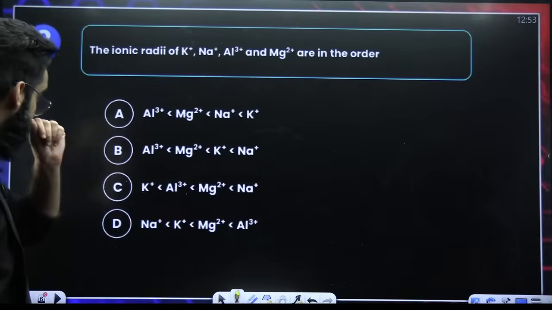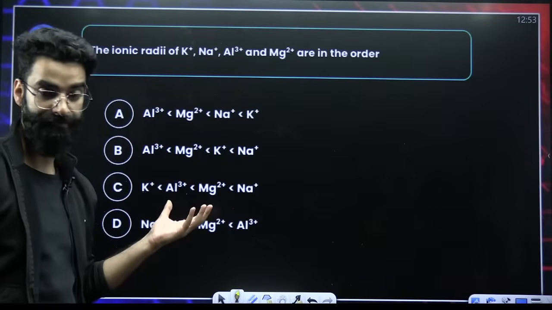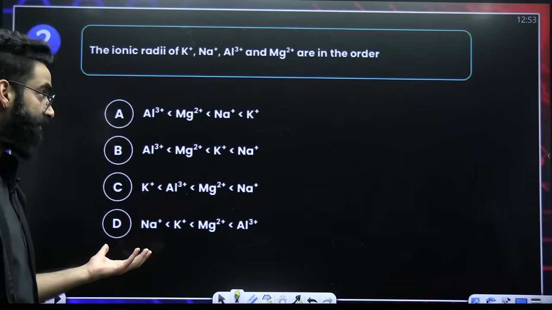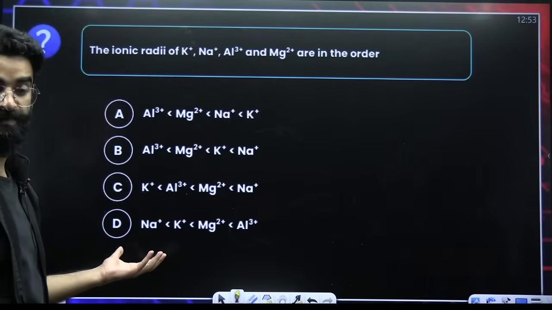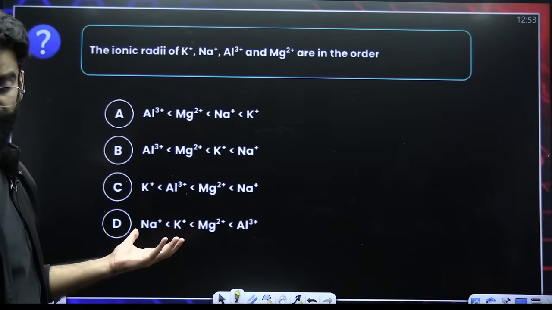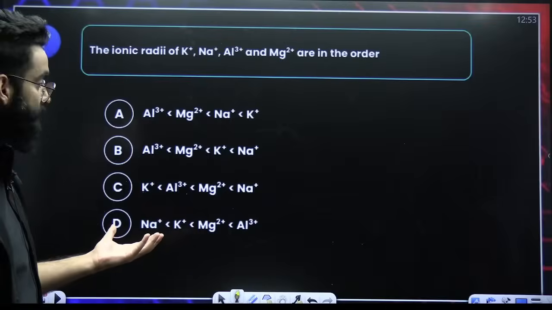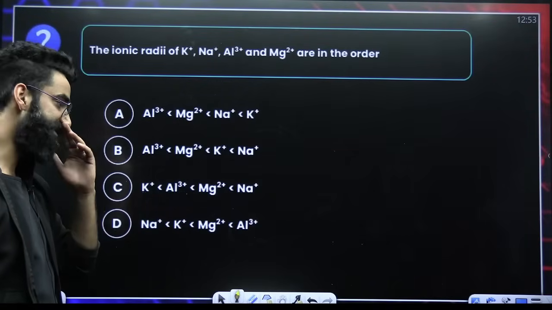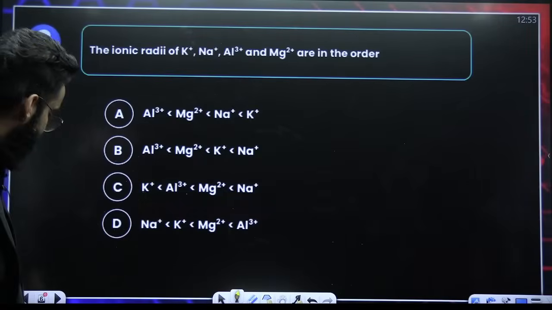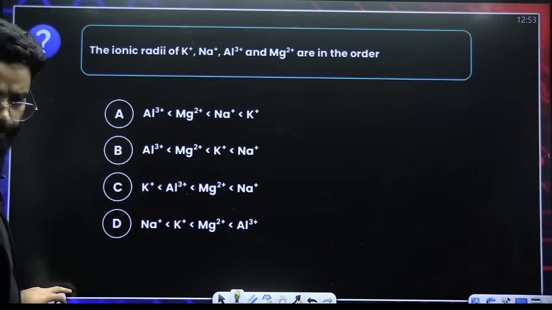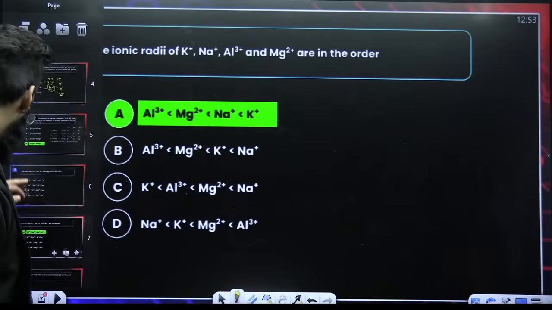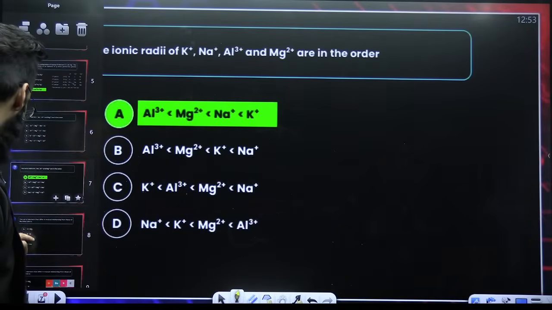All right. This sort of question you can easily solve, I believe. Ionic radii of K positive, Na positive, Al tri positive, Mg di positive, which are isoelectronic species. More effective nuclear charge means lesser the size. This sort of question we have already solved. Perfect.